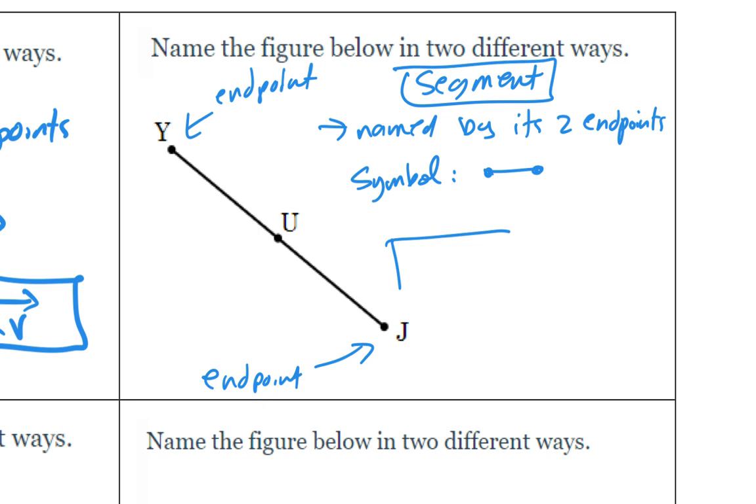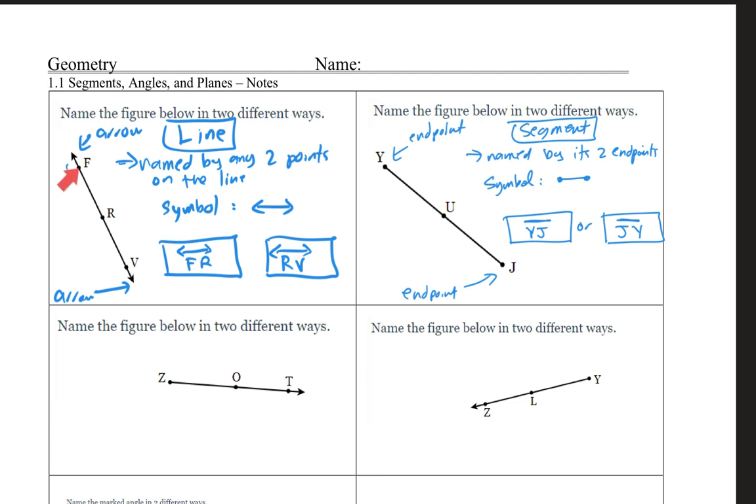Okay, so let's give our two answers. One of them, we're going to use this symbol, right? So we have two endpoints, so YJ, or we could say it the other way around, JY. But we're going to use that symbol. Okay, so that's the difference on these two. A line has arrows on both ends, and we're going to use that symbol. A segment has endpoints on both ends, so we're going to use that one. That's the difference.